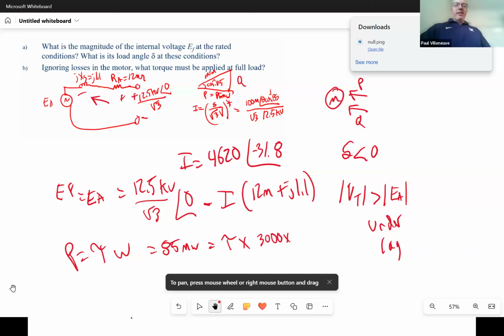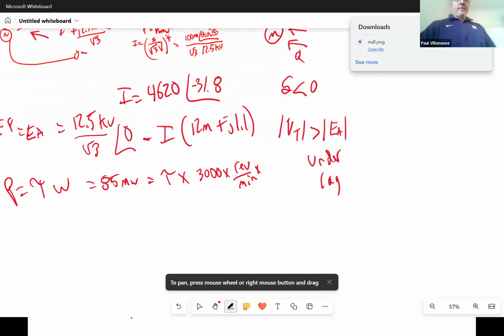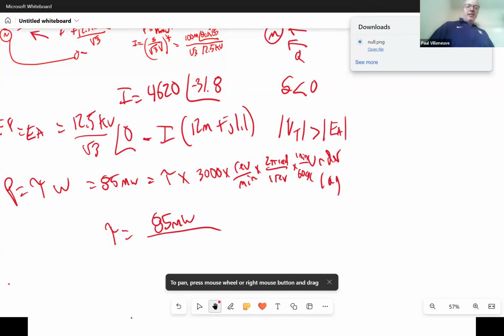We have revolutions per minute. There are 2 pi radians in 1 revolution. And there are 60 seconds in 1 minute. So my torque is going to be equal to 85 megawatts divided by, let's see, 3,000 divided by 60 is 50, times 2 pi. That's how you calculate the torque.